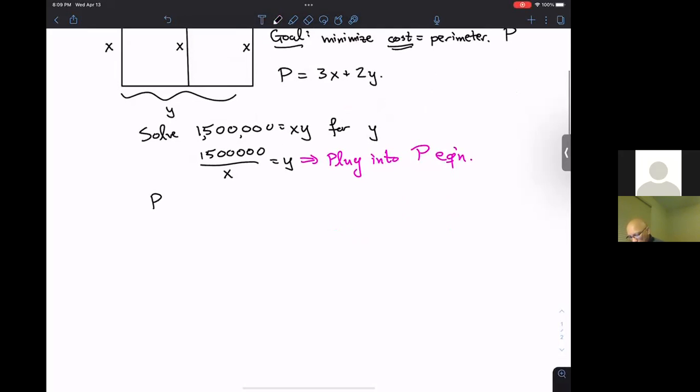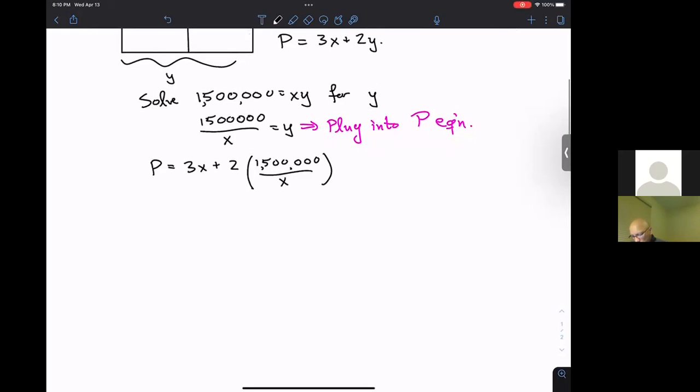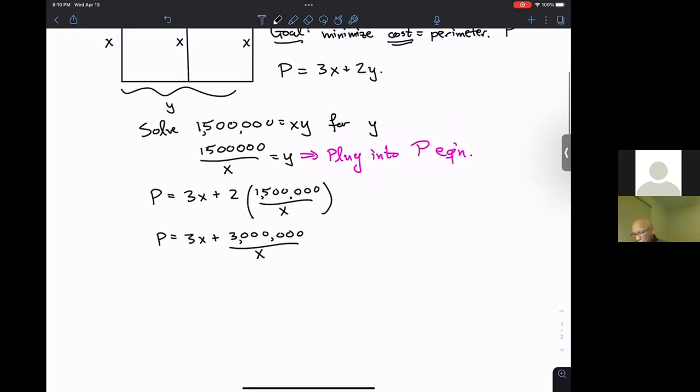So that gives me the perimeter P equals 3X plus 2 times Y. I'm replacing Y with 1.5 million over X. And so what does that give me? Perimeter equals 3X plus, now if I multiply, I'm going to get 3 million, all over X. These numbers are a little bit unfriendly, so I need to make sure I don't make a mistake here. Okay, so I have now written my equation P in terms of a single variable.